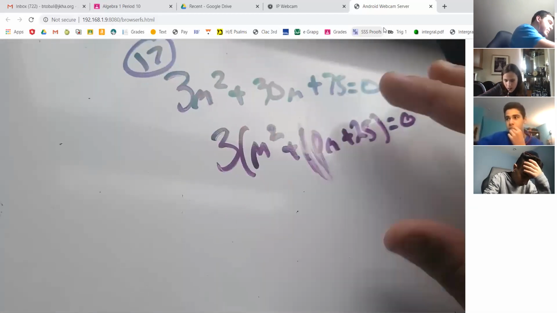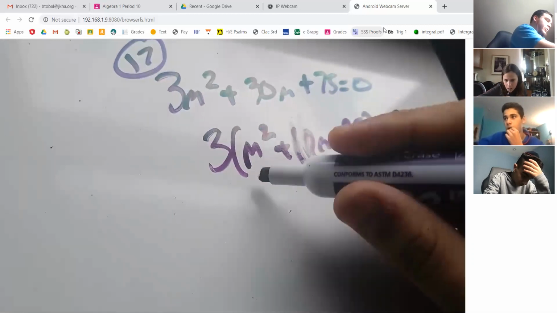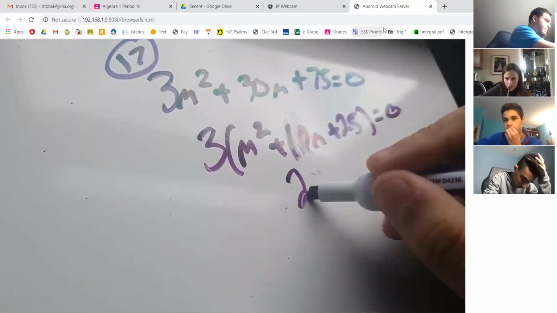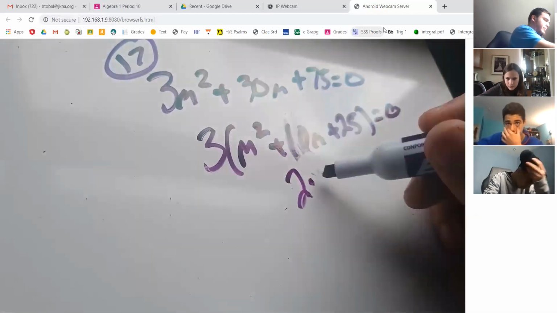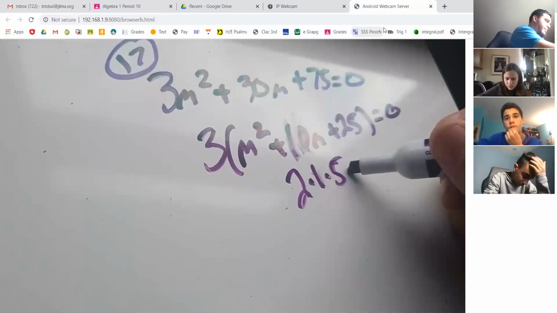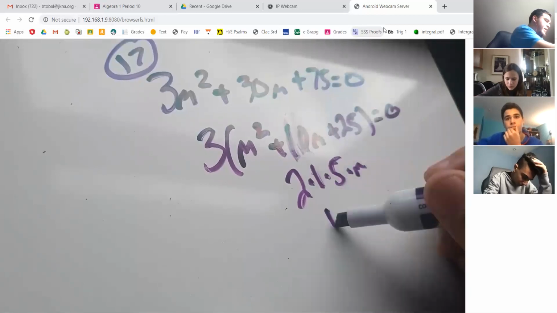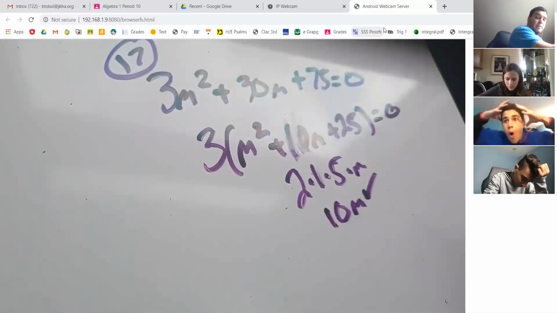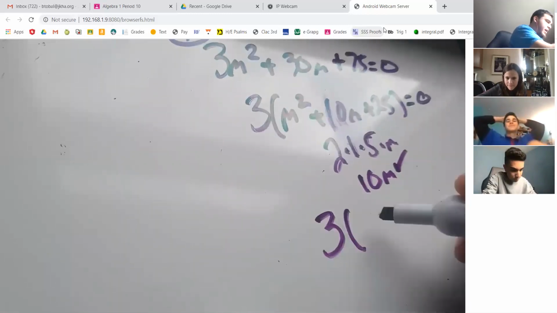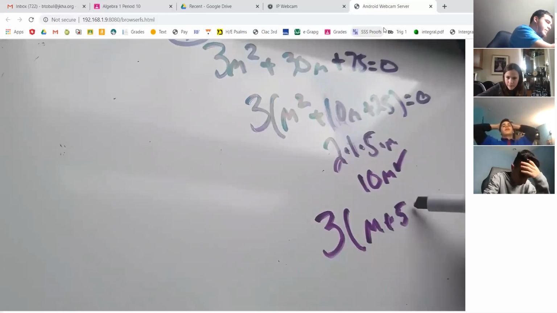So then this thing right here is a perfect square, and this is a perfect square. We have to check the middle. The 2 is always there. The number in front of this is 1. The square root of 25 is 5, times m, that becomes 10m. Okay, that checks off. So now we can do our special case: m plus 5 squared.